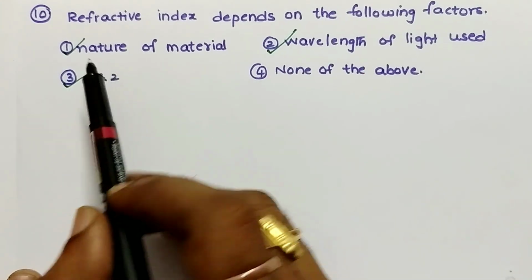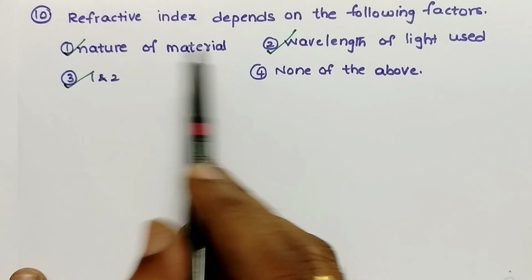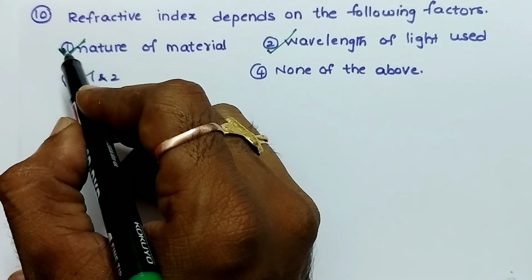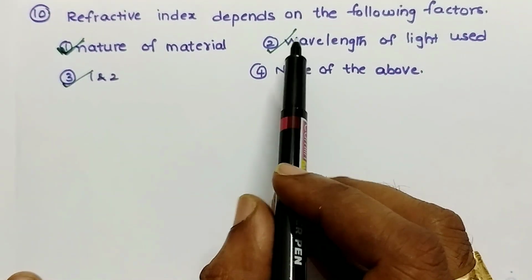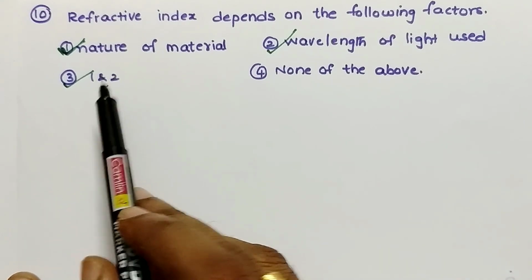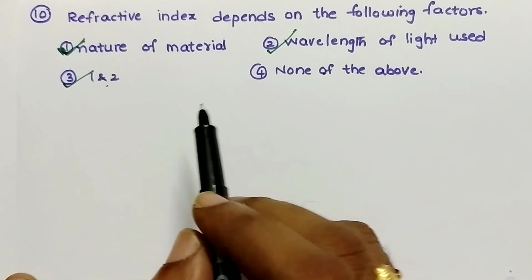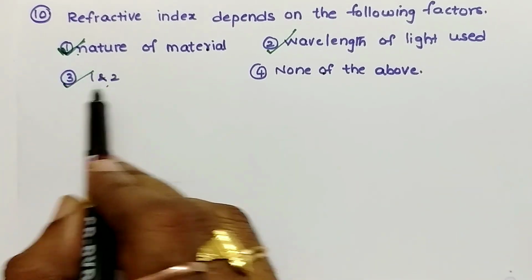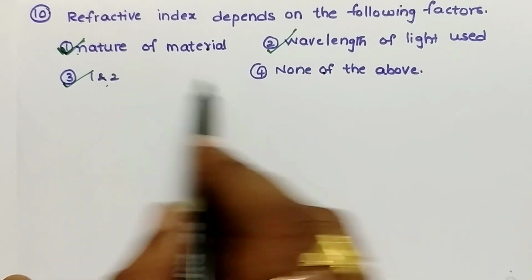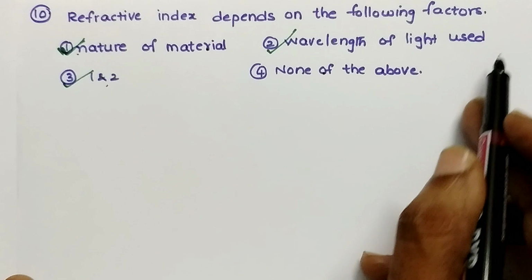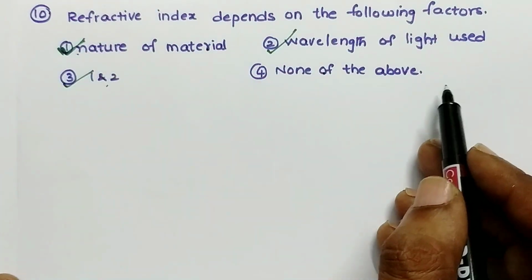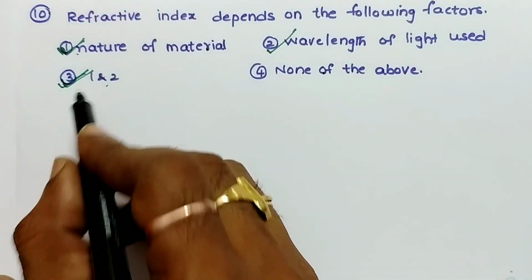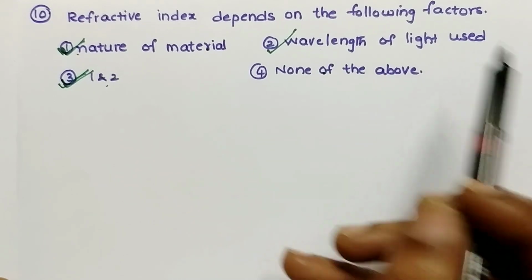Upon watching this type of bit, you can't stop here. Nature of material is correct, so you may put the answer as 1, but don't make that mistake. Come to the second point, the third point, and the fourth point and then answer the bit. First one is correct, second one is correct, so the third option, first and second are correct. Completely study the bit, read the bit and answer the question. So in this bit, the answer is the third option: nature of material and wavelength of light used.